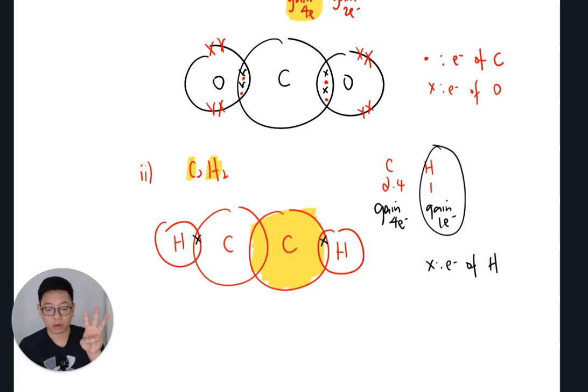But it still needs 3 more, correct? Carbon needs to gain 4 electrons to become stable. It has already taken 1 from hydrogen. And because of that, it needs to take 3 more, right? It will take 3: 1, 2, 3.